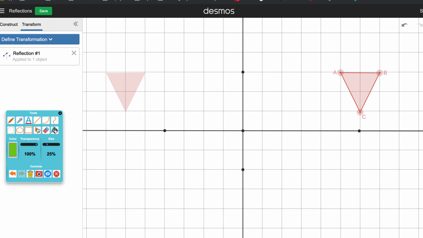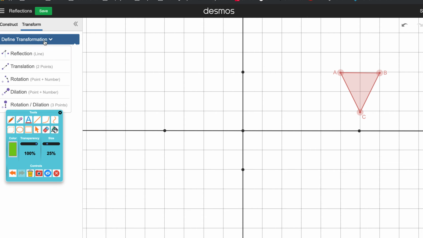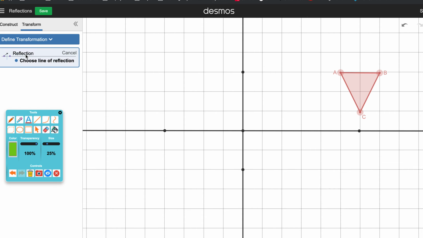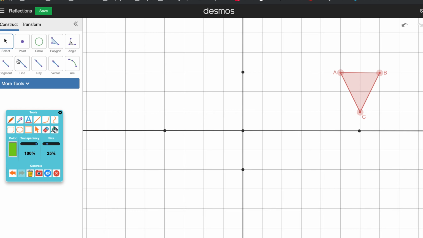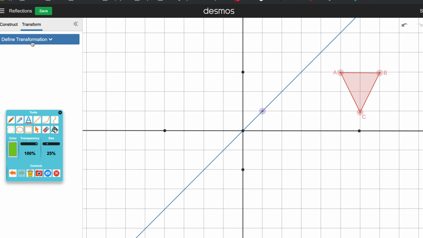Let's try a couple more. Let's draw a line here. So now I'm going to go ahead and do a reflection. I'm going to have to construct a line. So let's construct a line that represents y equals x. So look, up 1 over 1, that would be the line y equals x. So now what I'm going to do is reflect over that line, specifically this line, this object, and apply it.